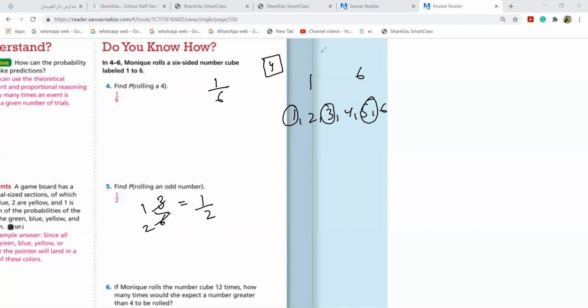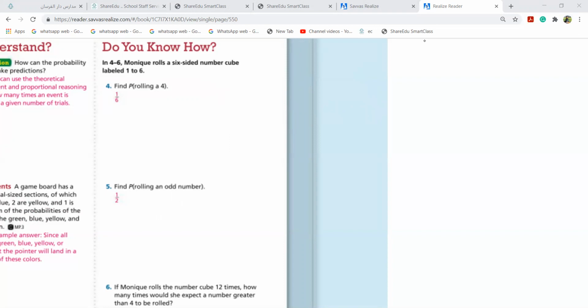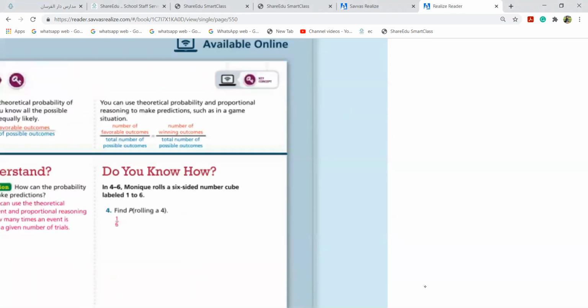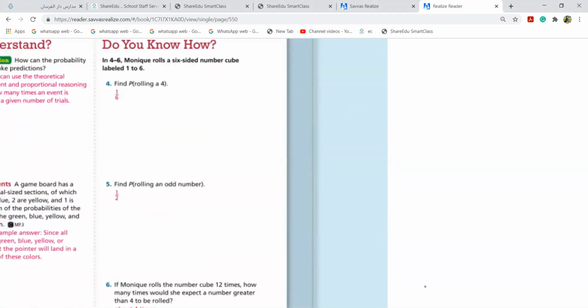Finished? Miss, I'm not done yet. Okay. This is 1 over 6 because there is one chance for getting 4. For an odd number, there are 3 odd numbers, 3 over 6, that means it is half.